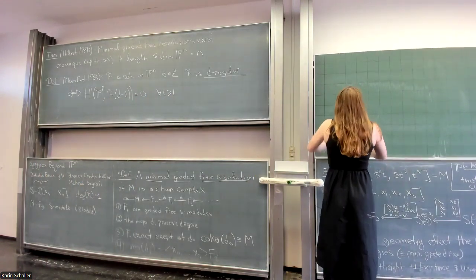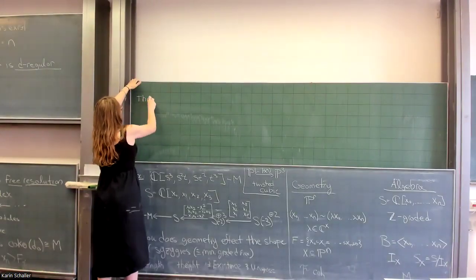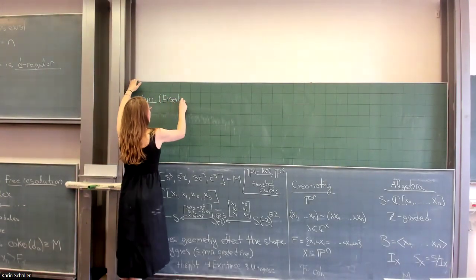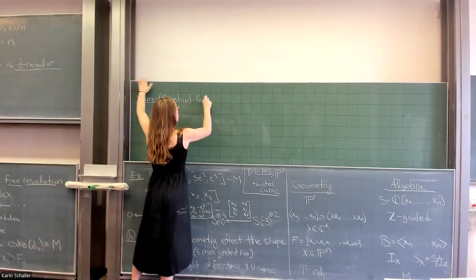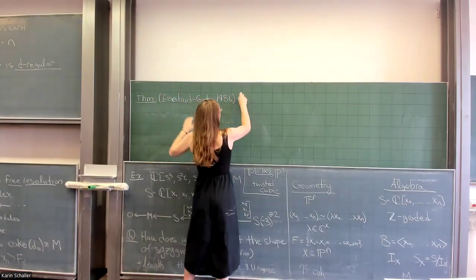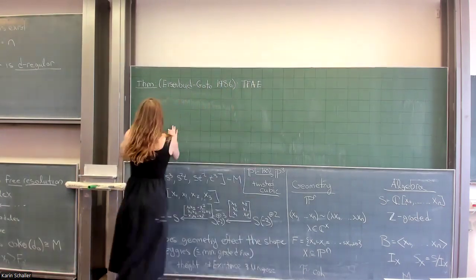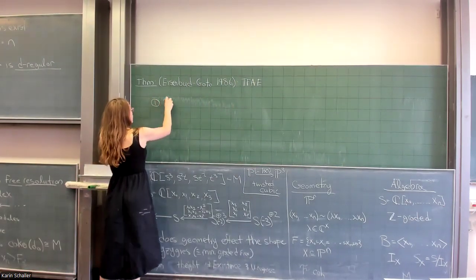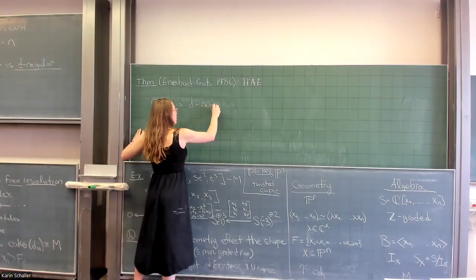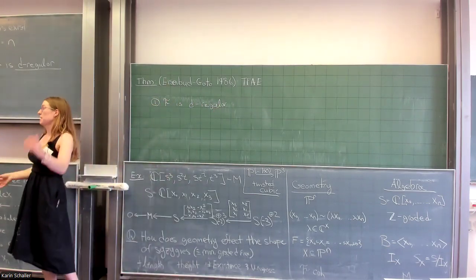I mean, we get the following theorem, 20 years further into the future, Eisenbud–Goto, in 1984. The following are equivalent. The first one is that the sheaf F is D-regular in the sense of Mumford's definition, so the higher cohomology of F vanishes when you twist by D minus I.